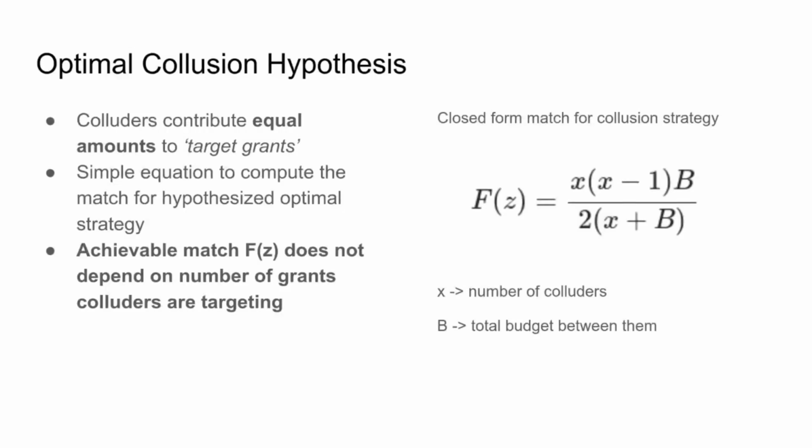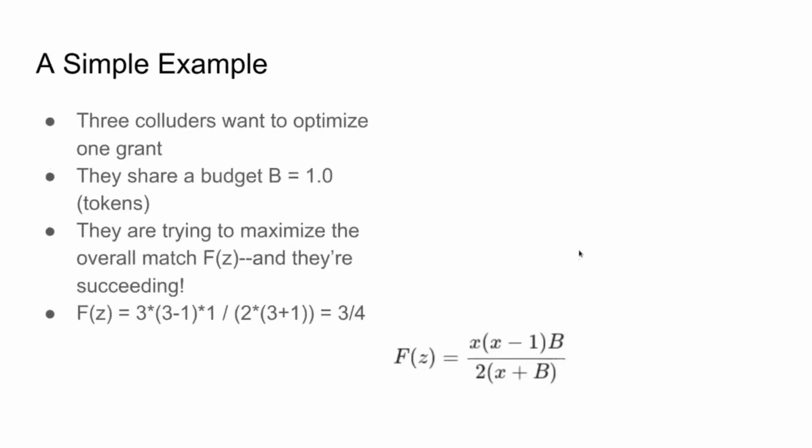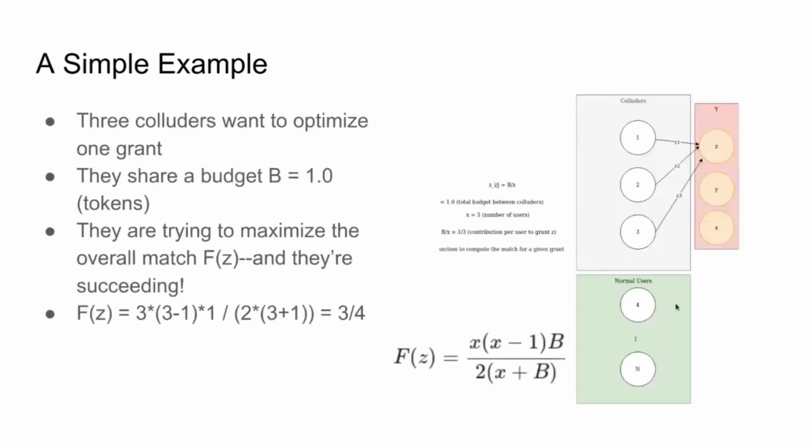Just having a closed form solution is super simple. B is the budget, X is the number of users, and so we can compute quickly. This is the maximum match obtained, and we're actually going to show empirically that it holds up. The really cool thing was it doesn't matter the number of grants that these users spread their money across. They can achieve the same overall combined match when we add up the output of F across them. I think it'll make more sense when we show some graphs if the math isn't working out.